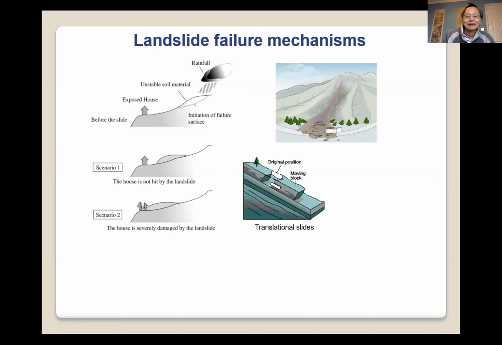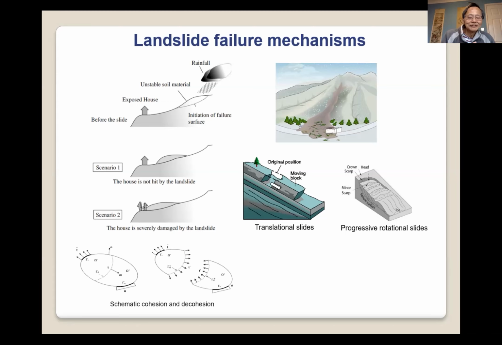Generally speaking, landslides include translational slides, like in the picture, and another type, progressive rotational slides. So these are two typical types of landslides. The basic failure mechanism in landslides is the loss of cohesion between the rock or soil, or between the weak layer and the hard layer, or the reduction of shear strength. That causes the soil block or weak layer to slide down above the hard layers.